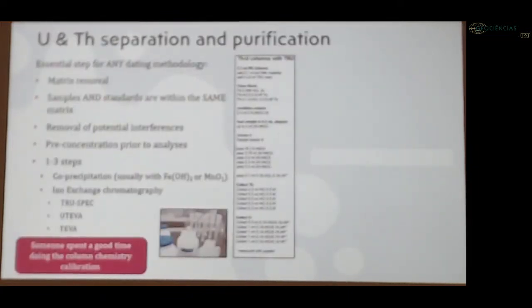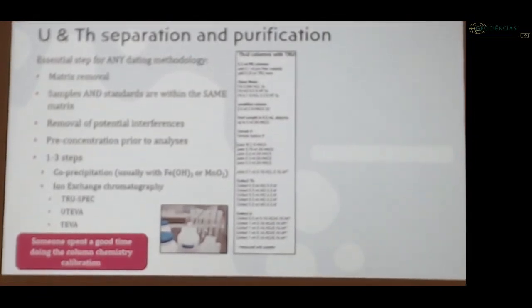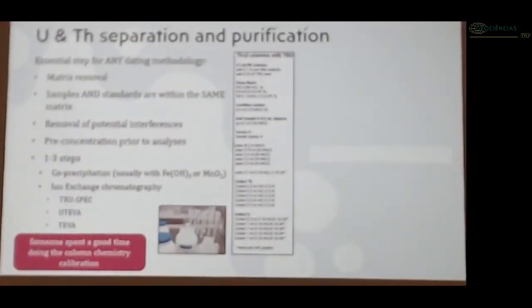The other important thing is that you need to separate uranium and thorium. You need to purify uranium and thorium. And this is extremely important for two things. One of them is that you cannot just dissolve the sample and put it into the mass spectrometer, into the multicollector. Why? Because we are introducing everything that is in solution.